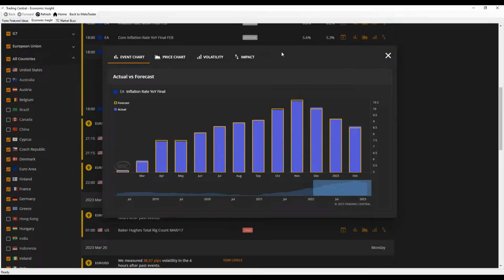Okay, so there are 4 tabs here. The first tab is called the event chart. It shows you the actual versus the forecasted figure for the past 1 year or so. Just at one glance, in a very graphical illustration, you know that, let's say in the past week, in the past month, the actual figure is higher than the forecasted figure, and then in January, the actual figure is meeting the forecast figure. Some insights of past historical data for you to see.